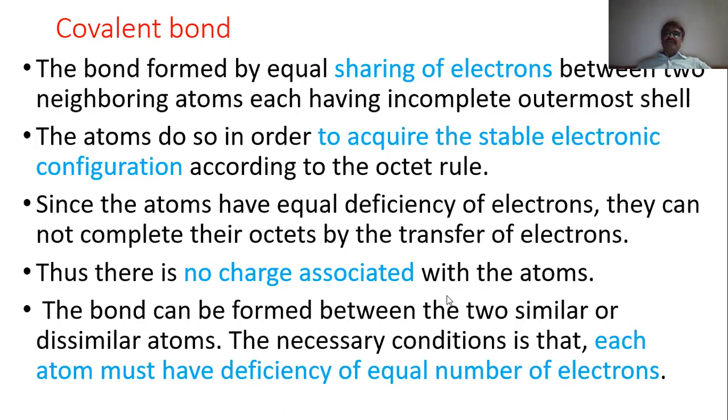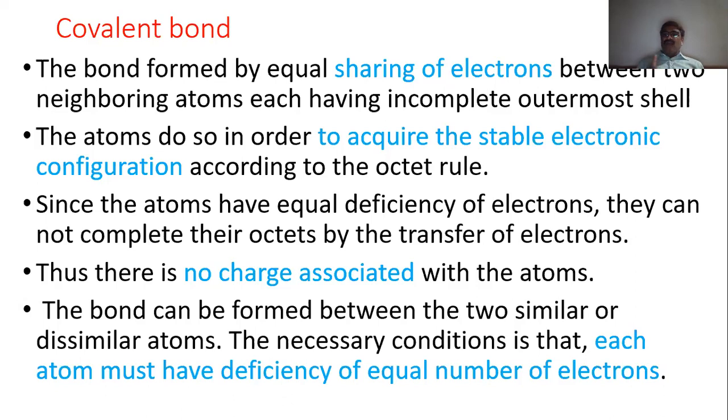And since there is no transfer of electrons, there is no charge associated with the atoms, because we have seen that if an atom loses its electron, then it becomes electropositive, it acquires a positive charge, and becomes a positive ion.